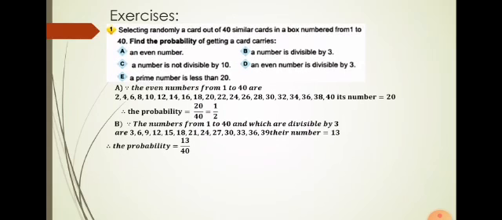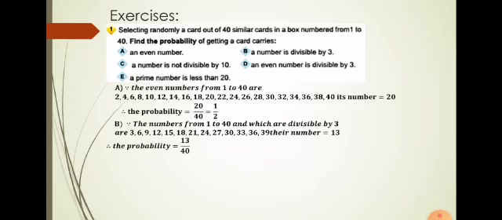Letter B, a number divisible by 3. The numbers from 1 to 40 which are divisible by 3 are, as shown, 13 in number. Then the probability equals 13 over 40.